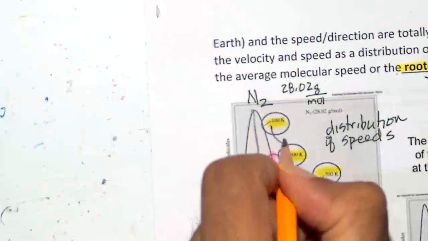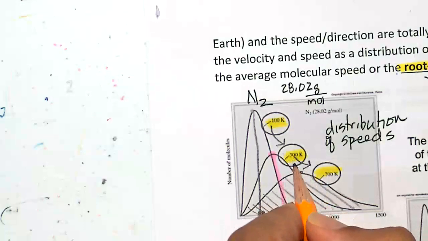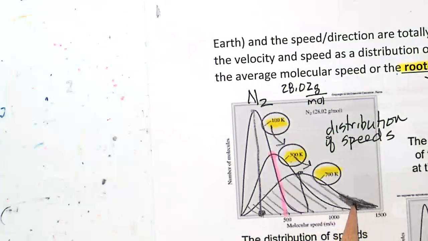What do you see happening as you increase the temperature from 100 Kelvin to 300, and from 300 to 700? What's happening to the distributions? The amplitude or the height is going down, but what else is happening? There are more gas molecules at these higher speeds. Look at this tail here. At 700 Kelvin, you have more gas molecules going this fast.